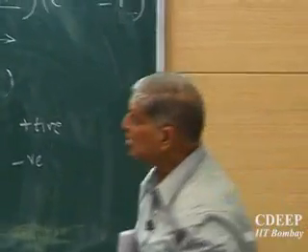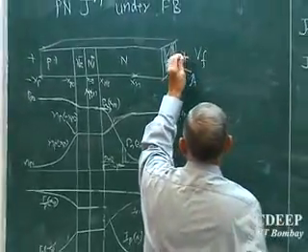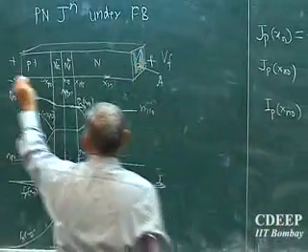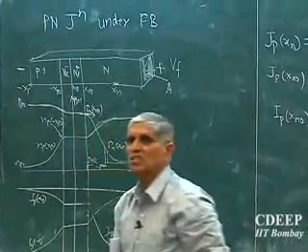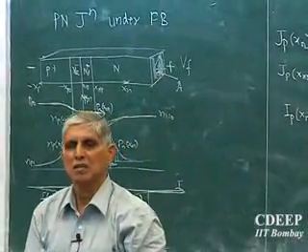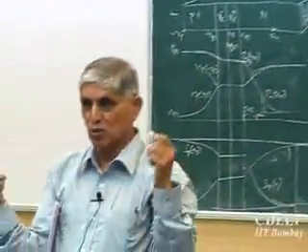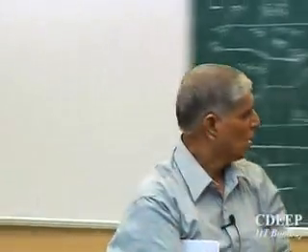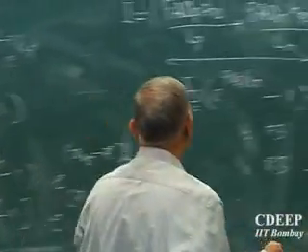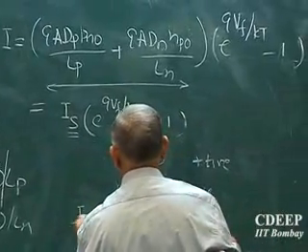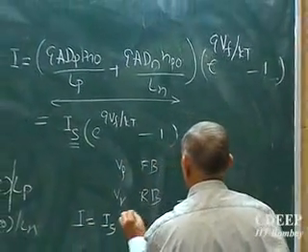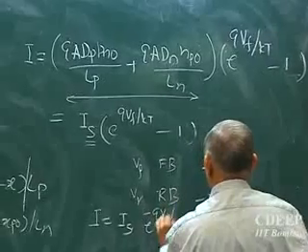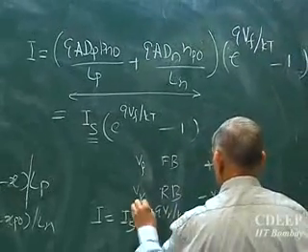So if I change the polarity here, let's say I put plus here and minus here, what will the device be called? Reverse bias. So the diode gets reverse bias. If I substitute this value here, I is equal to IS e to the power QVR by KT minus 1.